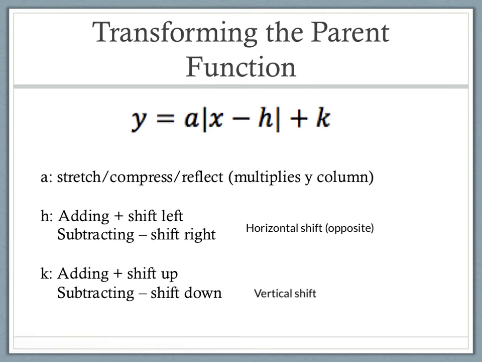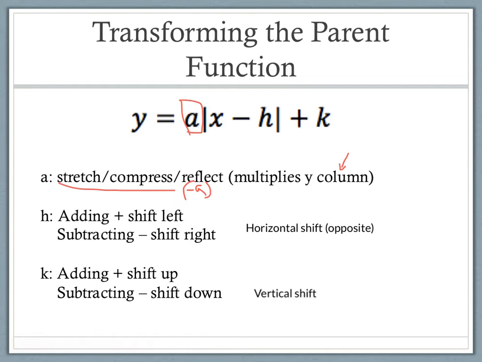These are how we'll transform that parent function, the absolute value of x. So the first thing is this a value right here. That's going to stretch or compress, so either stretch our graph out or kind of flatten our graph. Also, if a is negative, it'll reflect it. A little hint when we're actually graphing: that's what you multiply your y column by. It'll make sense when you do it.